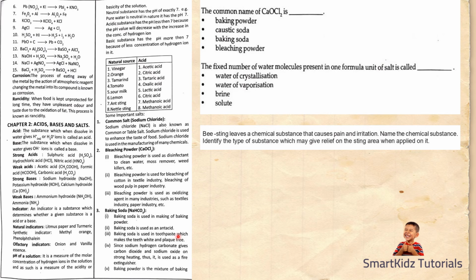Antacid means antagonistic to acid, working against acid. Antacid doesn't mean acid produced by ants. Okay, don't make that mistake. Baking soda is an antacid, which means it works against the acid. That is the meaning of it. Baking soda is also used in toothpaste, which makes the teeth white and plaque free.